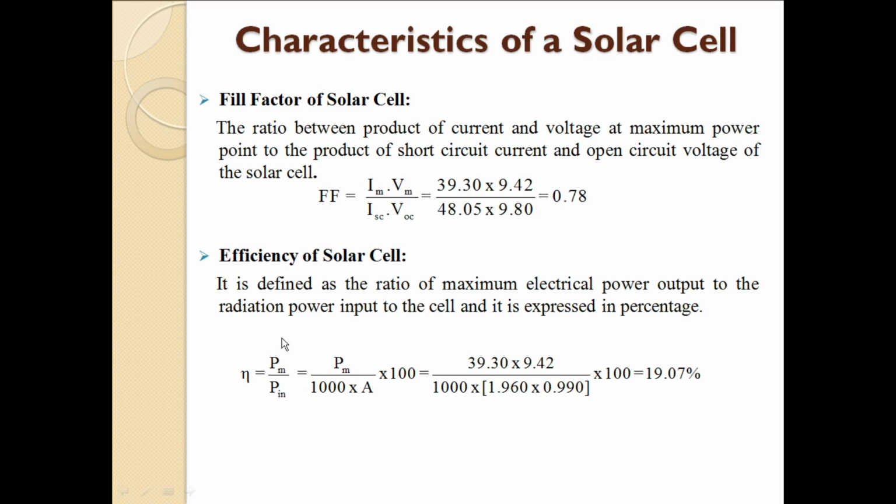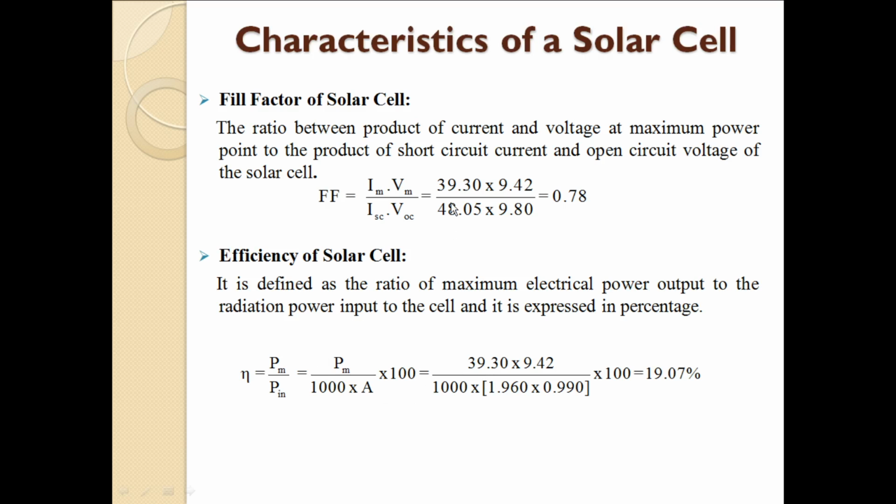So in this calculation, we take the maximum power from the solar cell divided by the input power that we are giving to the solar panel. To calculate the efficiency of this panel, we take PM divided by 1000 multiplied by A, where capital A is the area of the solar cell or solar panel for which we are calculating the efficiency, and multiply by 100 to get the answer.